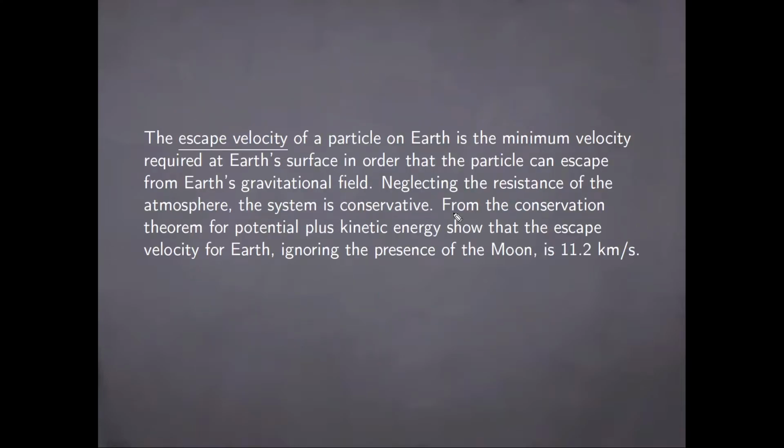The next problem regards the escape velocity. So the statement is as follows. The escape velocity of a particle on Earth is the minimum velocity required at Earth's surface in order that the particle can escape from Earth's gravitational field. Neglecting the resistance of the atmosphere, the system is conservative. From the conservation theorem for potential plus kinetic energy, show that the escape velocity for Earth, ignoring the presence of the Moon, is 11.2 kilometers per second.